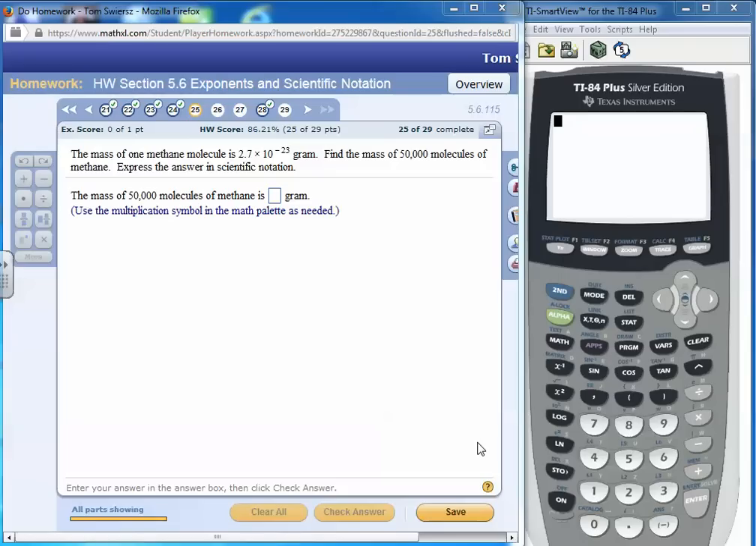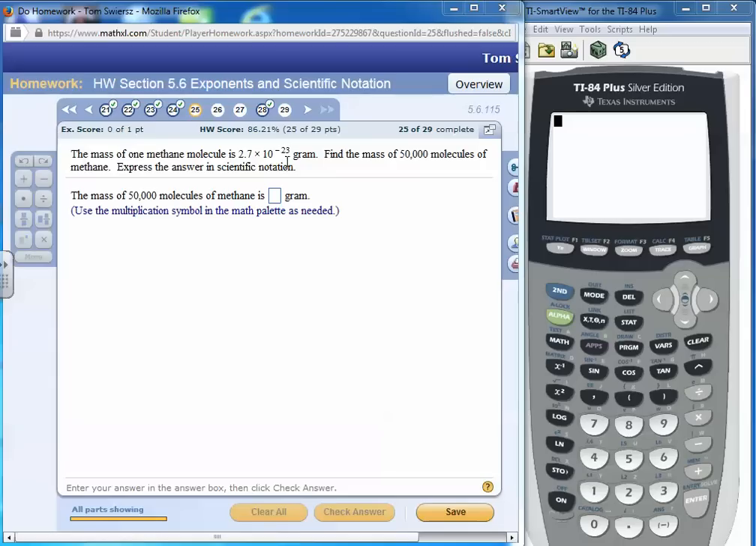Let's go ahead and look at homework exercise number 25 from section 5.6. The mass of one methane molecule is 2.7 times 10 to the negative 23 grams. Find the mass of 50,000 molecules of methane. Express the answer in scientific notation.